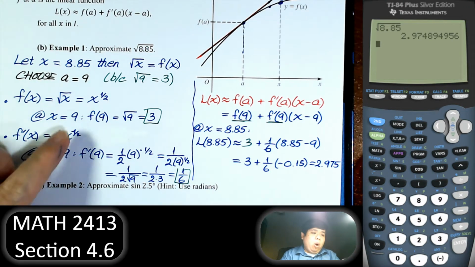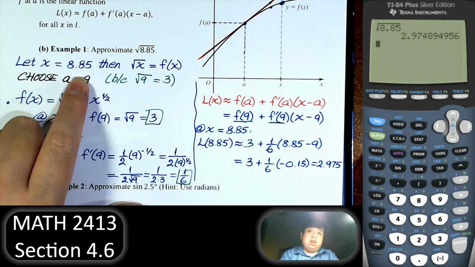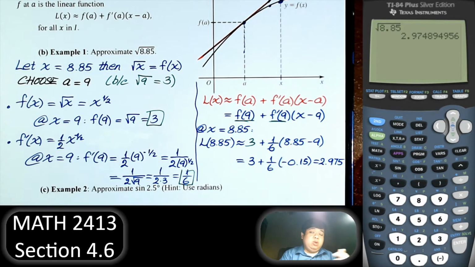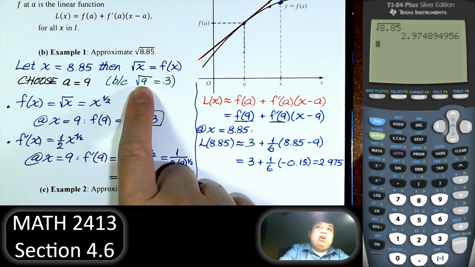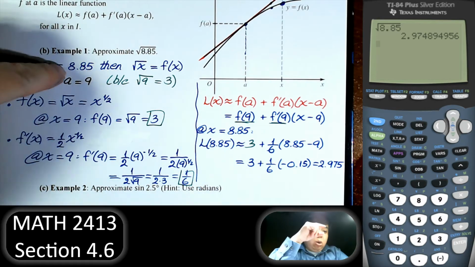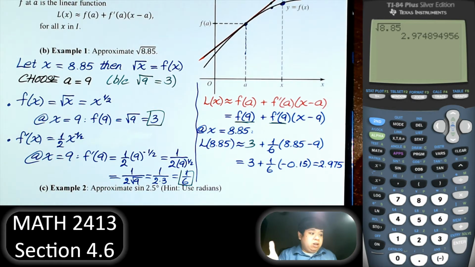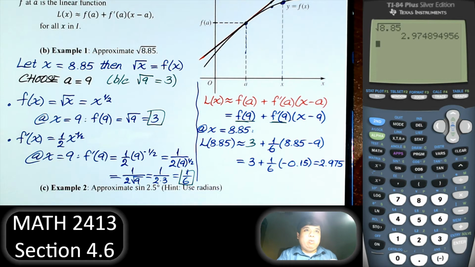And to say, why don't we choose 8.9? That's a lot closer to 8.85, right? And of course, yes, you can choose that, but the calculation is not going to be nice and even. So we choose a number that is close, but where the calculation is nice and even, so we can get the answer quickly. So that's what we have here.